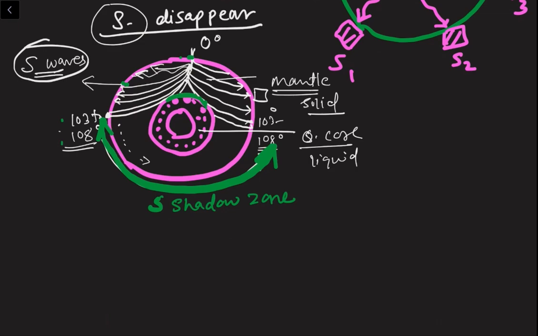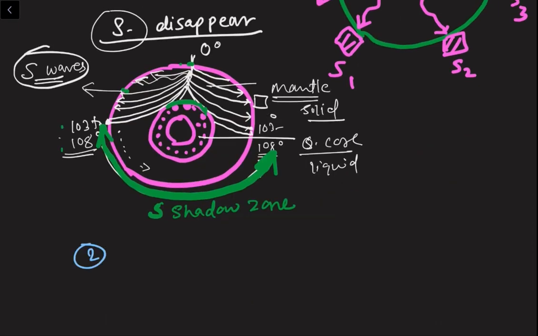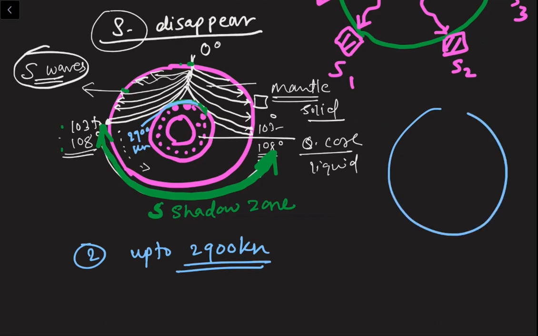Now what happens? Let us see. The observations are going on. The first observation we have gone through. The second observation is up to 2900 kilometers. So what is this 2900 kilometers? Till here, till the outer core, it is 2900 kilometers. This is the radius till the outer core.